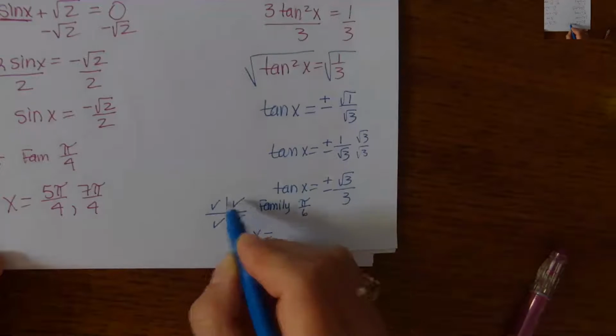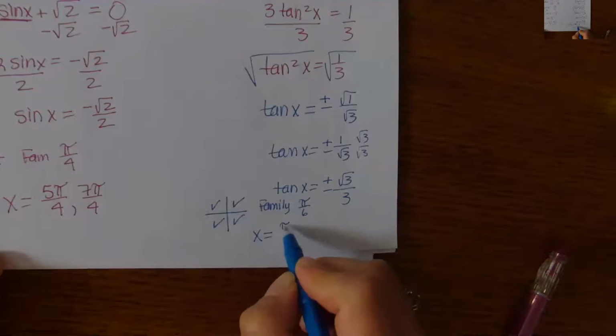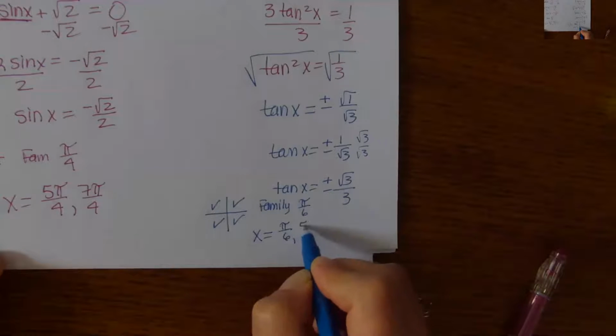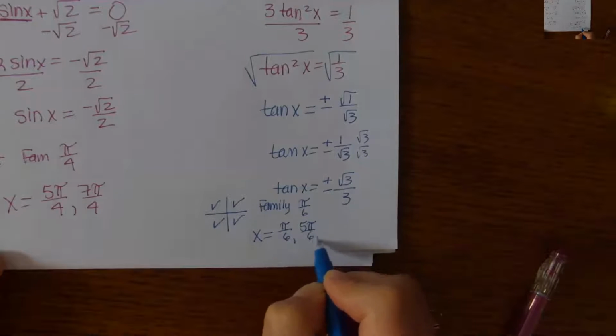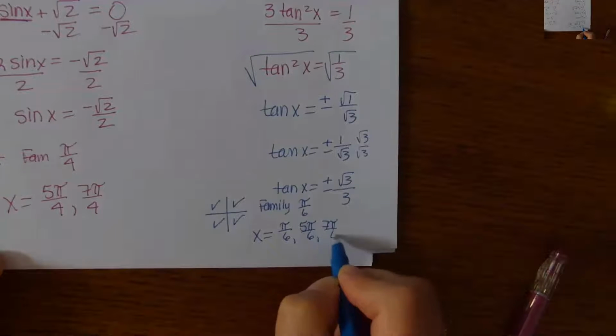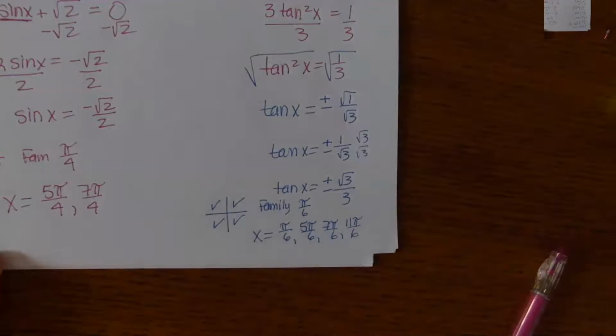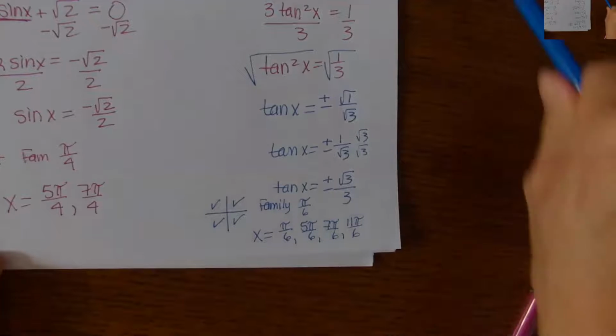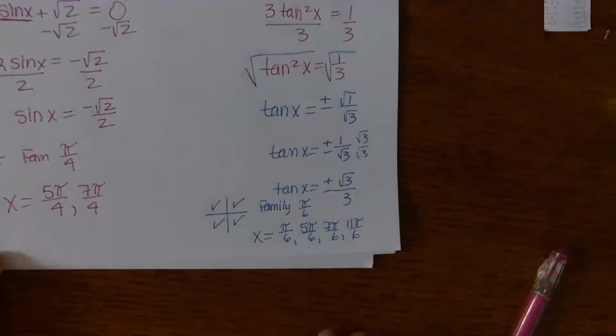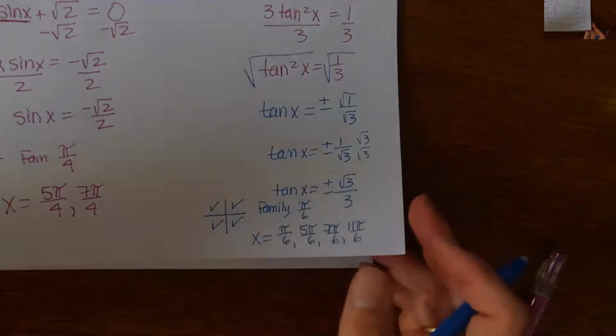The pi over 6, I have all 4 quadrants, so what's their name? Pi over 6, 5 pi over 6, 7 pi over 6, 11 pi over 6. Very good. You notice if you know your values how easy this is. If not, you're going to have to keep figuring them out. Guess what's going to happen? You won't finish. All right. Not so bad, right?